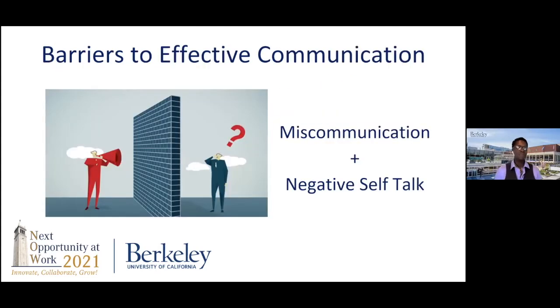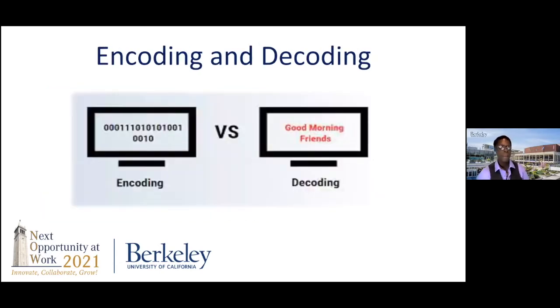Thank you all. So next, I'm going to focus on two types of barriers that often make it difficult for people to understand each other. In this next section, we're going to talk about how miscommunication can come up, and how our negative self-talk is not helpful. Encoding is the process of turning our thoughts into communication. So when we are the one speaking, we're the encoder. Decoding is the process of turning communication into thoughts. So when we are listening, we're the decoder.